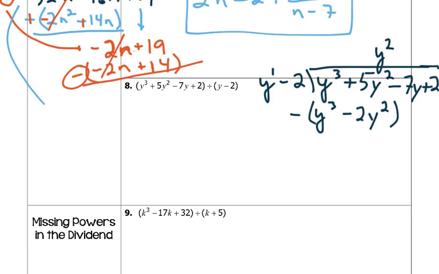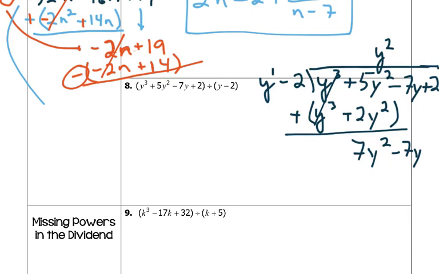When we do that, the y to the thirds cancel out, and then 5y squared minus negative 2y squared. Again, we can think of these as plus, so we're adding them, and we end up getting 7y squared when we do this. Bring down the minus 7y.